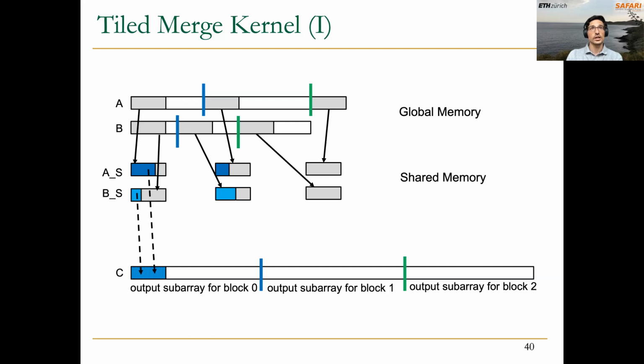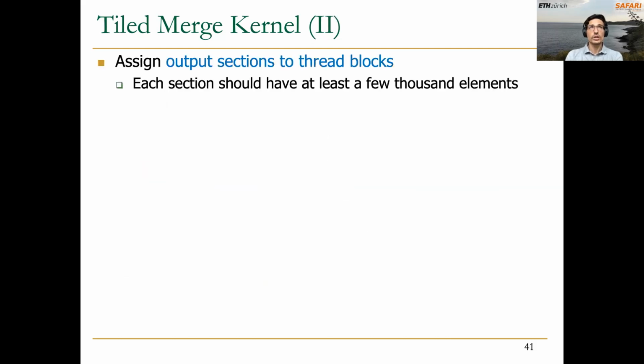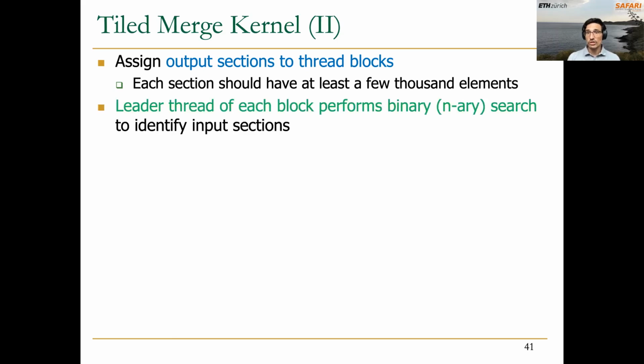And these are the elements from A and B that block 1 is handling and writing to the output section, and this is for block 2. So in this tile merge kernel, we assign output sections to the thread blocks. We should make sure that each section is large enough. It has at least a few thousand elements, which is a reasonable size for the section. Then we will have a leader thread in each thread block performing the binary or n-ary search to identify the input sections to find what the co-ranks are.